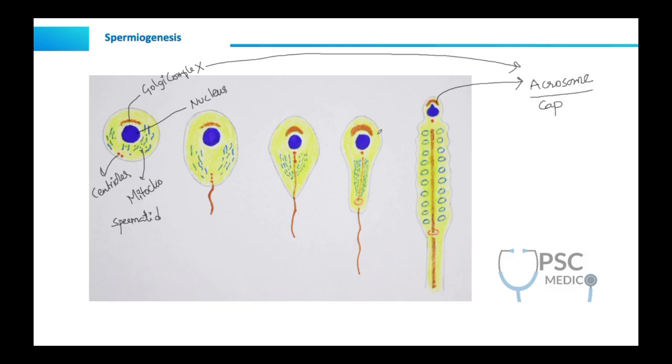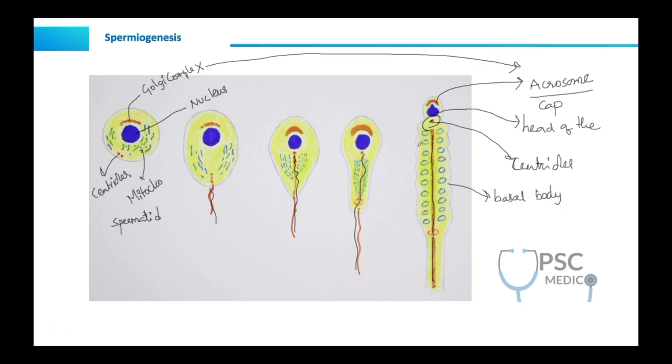Next is the nucleus. The nucleus forms the head of the sperm, so the main component of the head is the nucleus. The neck of the sperm has the centrioles. The centrioles divide into two parts and give rise to the axial filament, which grows out. The main centriole remains in the neck, and we have an axial filament as a continuum. Among the centrioles, one stays in the neck itself, and the other forms the basal body of the spermatozoa. So we have the neck and the body.